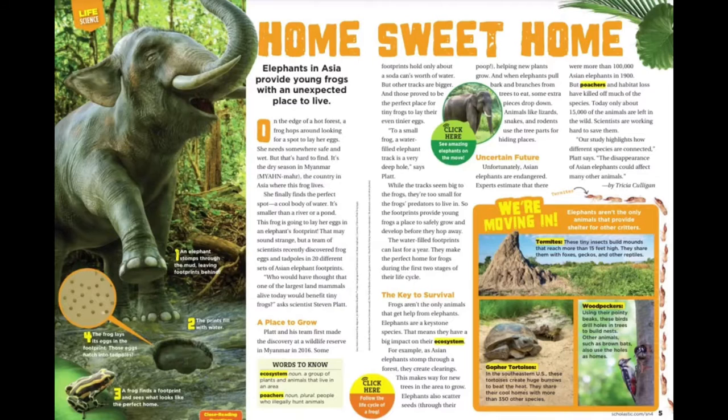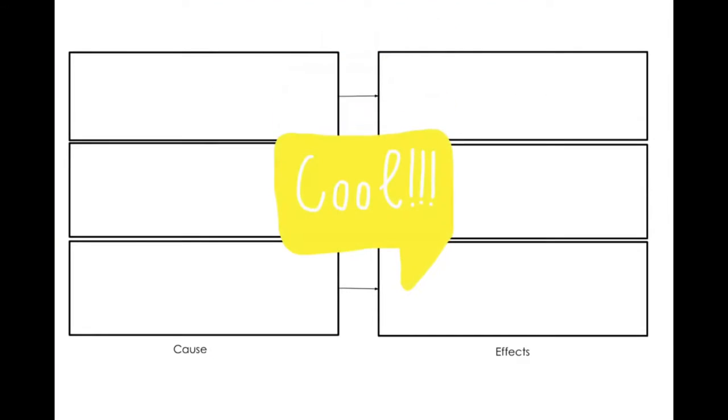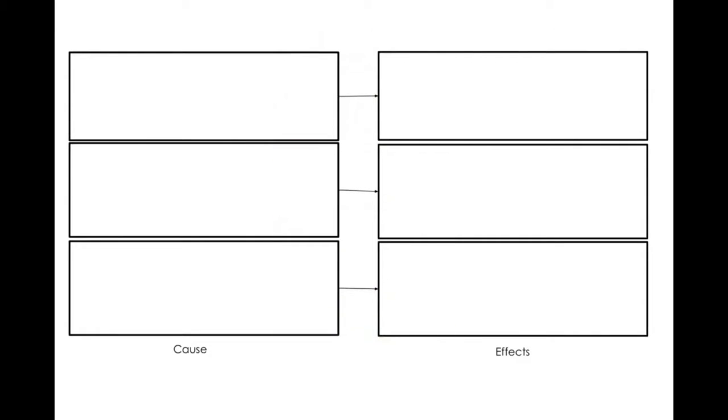Now that we have read Home Sweet Home, we will use this organizer to help us identify the causes and effects that took place. Let's begin by asking ourselves, what happened in the text? Can you think of one cause or event that took place? And what was the effect of that event? Or what happened as a result of that event? Pause the video and look back in your text.